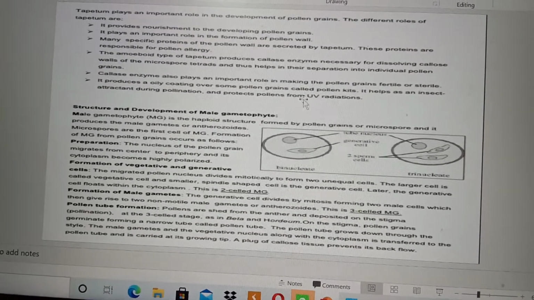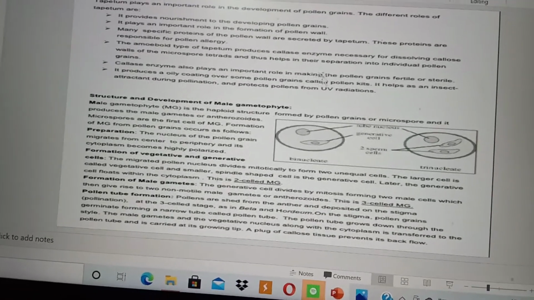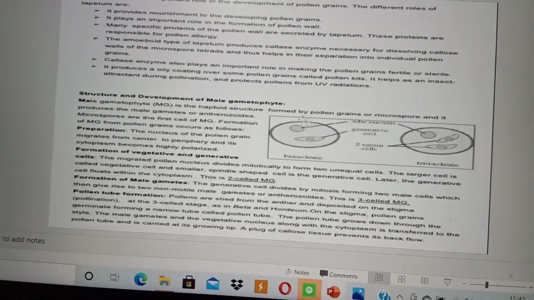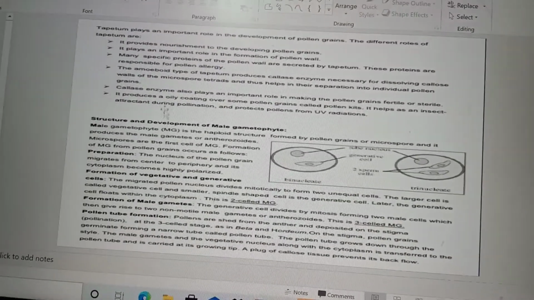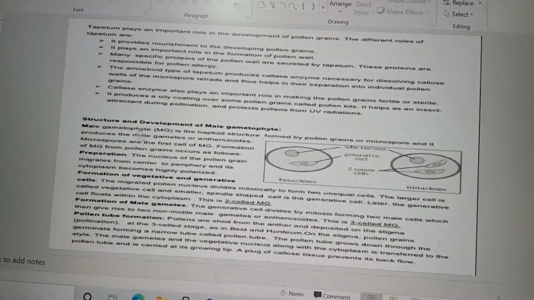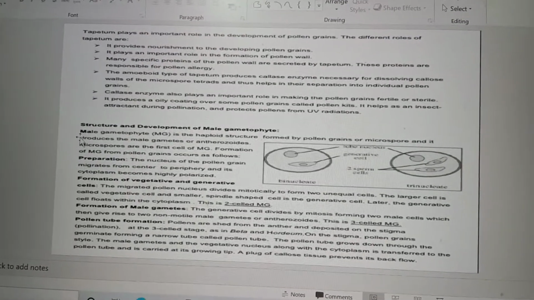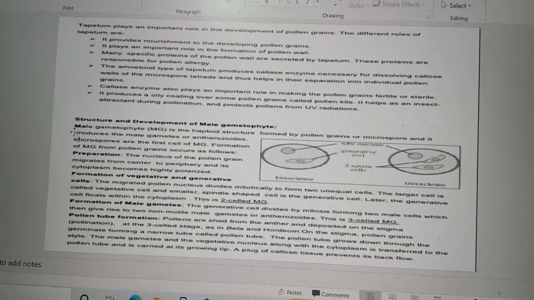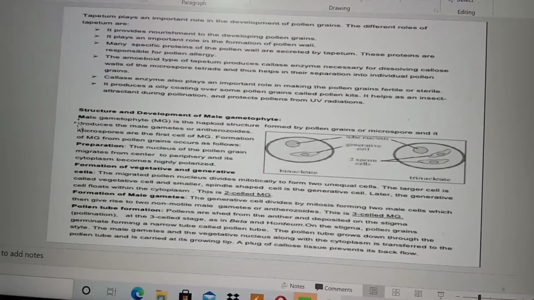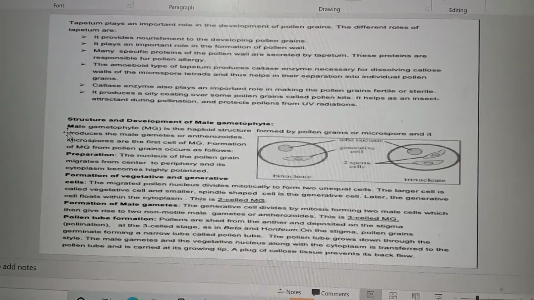It produces an oily coating over some pollen grains called the pollen kit, which also helps attract insects during pollination and protects the pollen from ultraviolet radiation. So it provides a protective covering to the pollen grains, and also provides sculpturing to them. The exine wall of the pollen grain is variously sculptured.